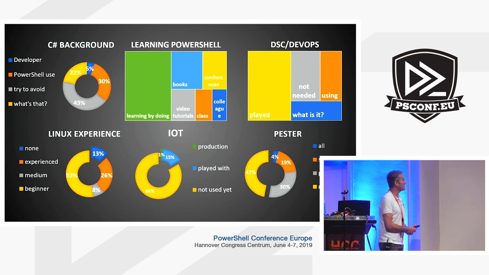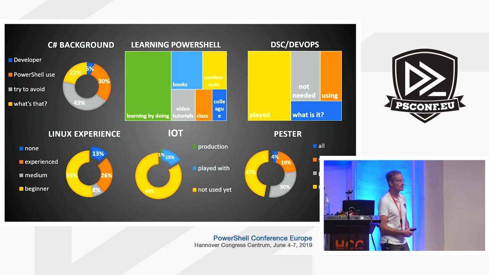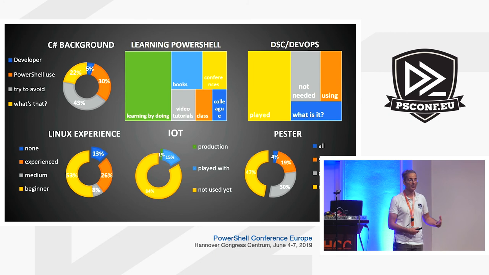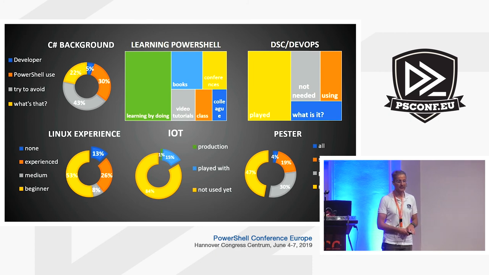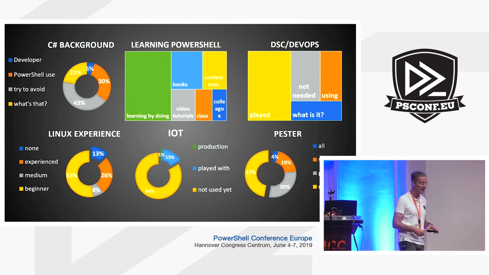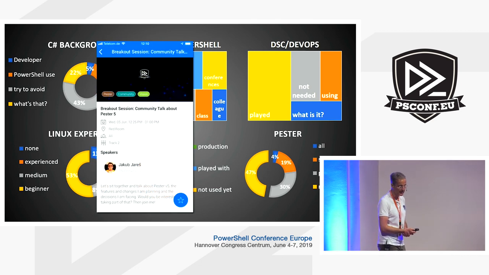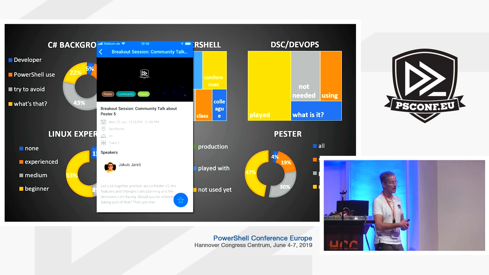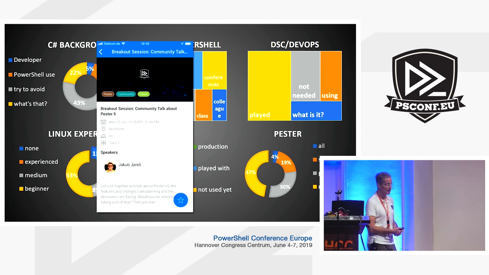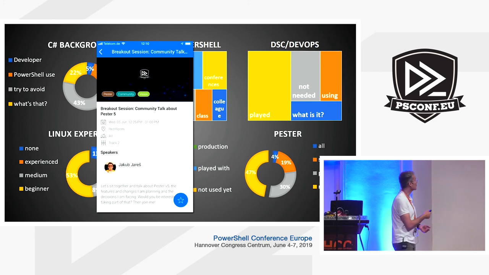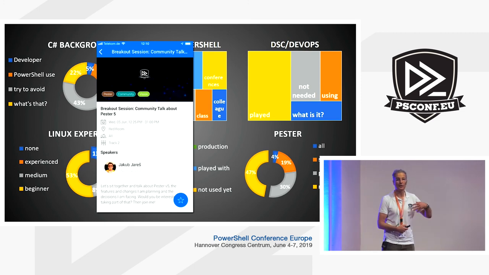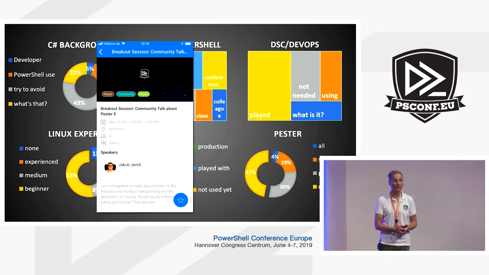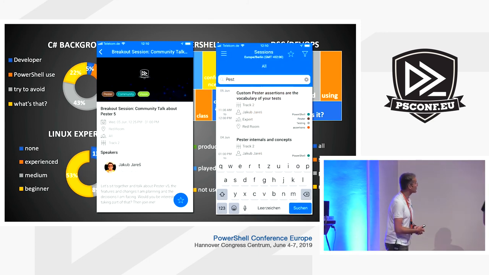Now, Pester. We are privileged with so many speakers that created things, so we are proud to say that the inventor of Pester is with us as well. And we have two sessions about that. We have a breakout session. It's a community talk about the upcoming Pester version 5. It's taking place on Wednesday, so join Jakub if you want to hear what's up in version 5 or want to toss in your own ideas. And we have plenty of other sessions.